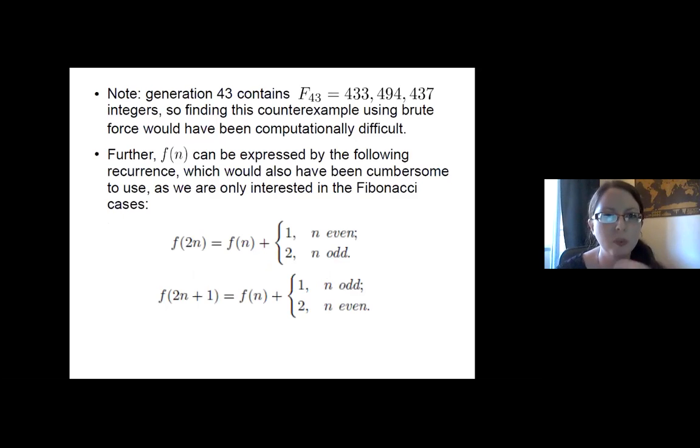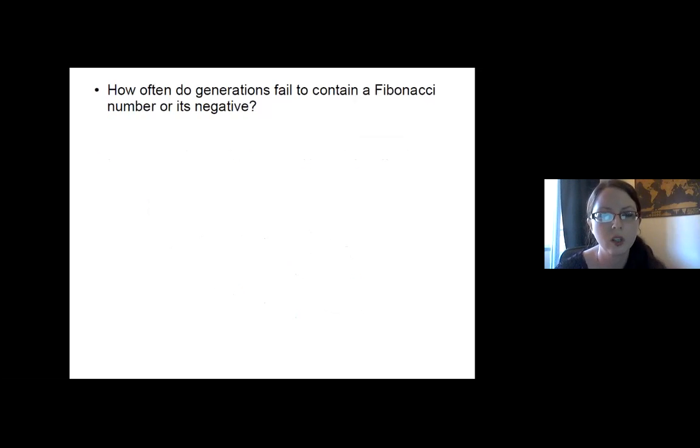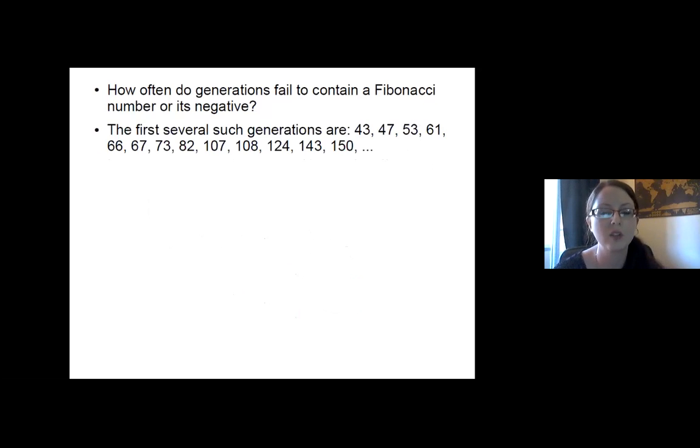Sort of a side note, but there's another nice recurrence that we found, which is nice, but again, it's really cumbersome to use because we don't want to calculate this recursively. We're actually only interested in the Fibonacci numbers and not everything in between. So just to finish up, we might want to ask then, well, if we found one counterexample, how often do counterexamples occur, right? How many generations fail to have this property?